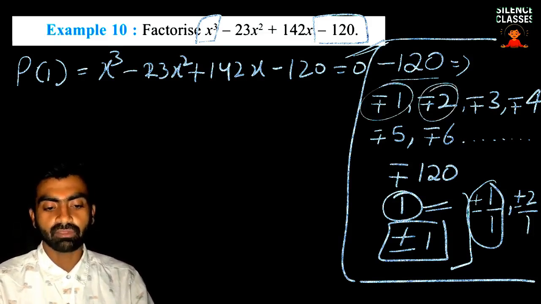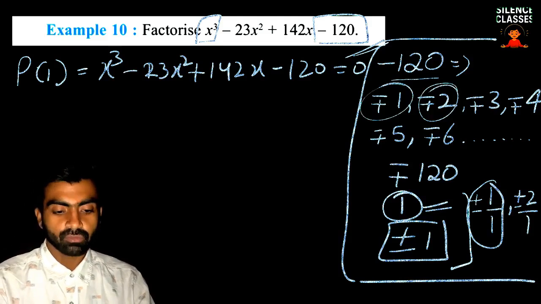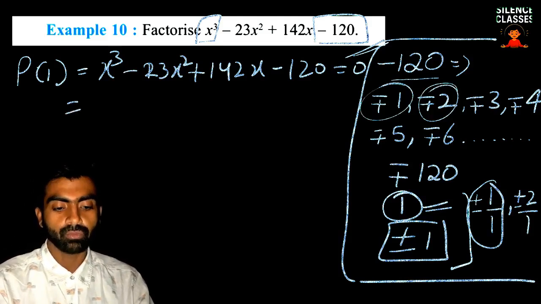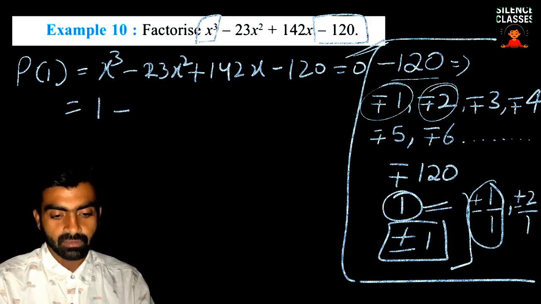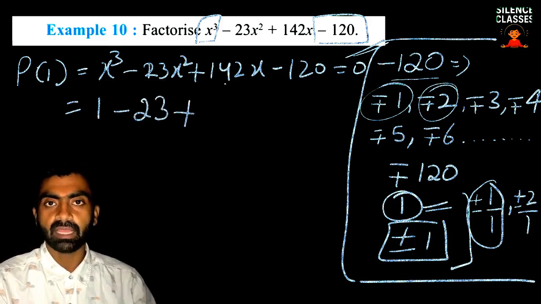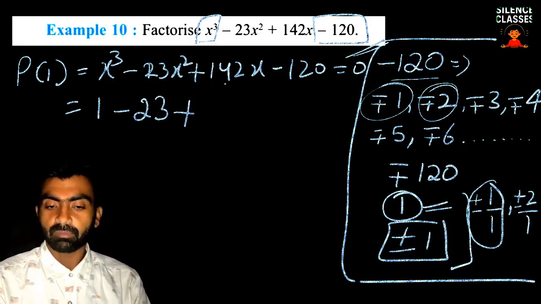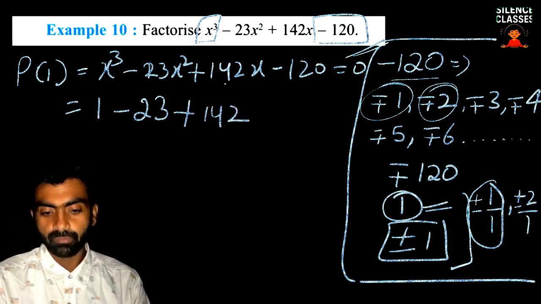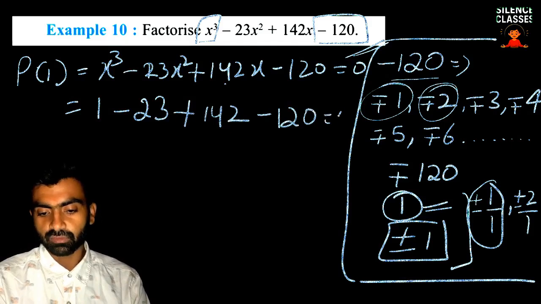Okay, and whatsoever answer we will get, we will put over here. So we will put x equals 1. So 1 cube equals 1, minus 23 multiplied by 1 square, it will become 23 only, plus 142 multiplied by x, meaning multiplied by 1, will become 142, minus 120 equals 0.